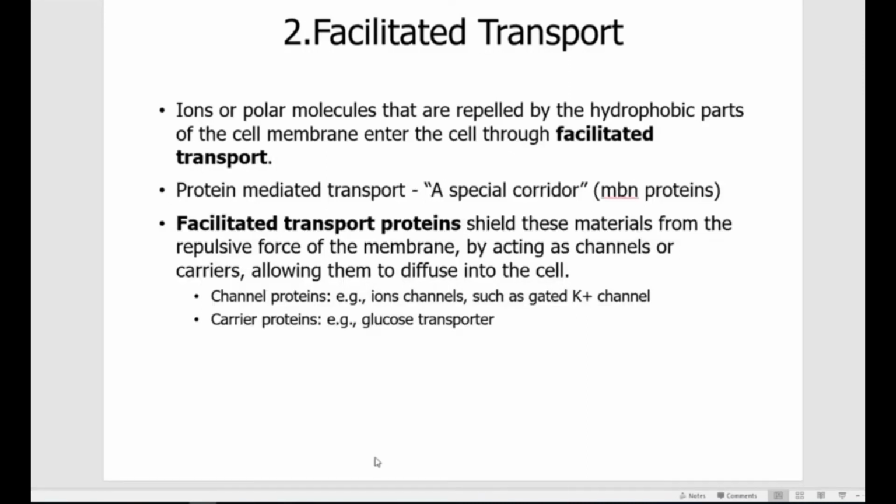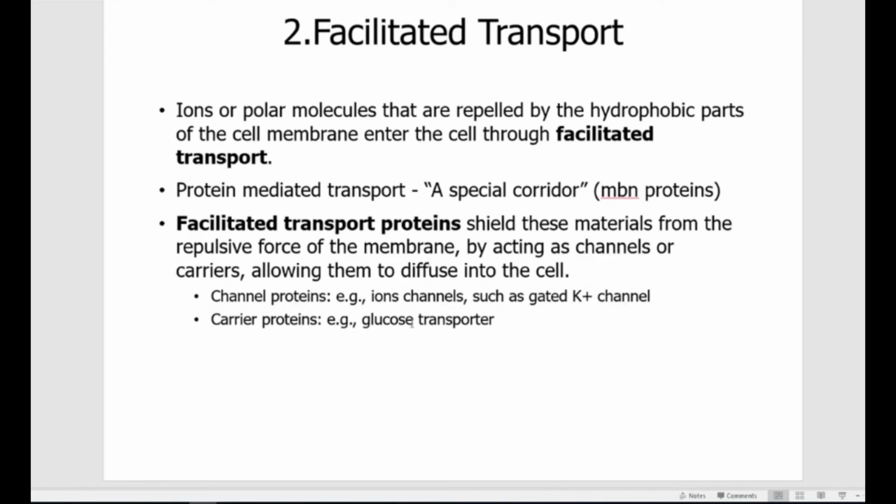Okay. Now the second type of transport is facilitated transport. So ions and polar molecules like glucose are really repelled by the hydrophobic fatty acid tails. So they need a little bit of help. Okay, so we are going to have proteins in the cell membrane to provide a special corridor. Now MBN just stands for membrane. So these proteins are going to help those molecules to move across the cell membrane. Okay, so this is the mechanism. So they shield these molecules from the repulsive force of the fatty acids.